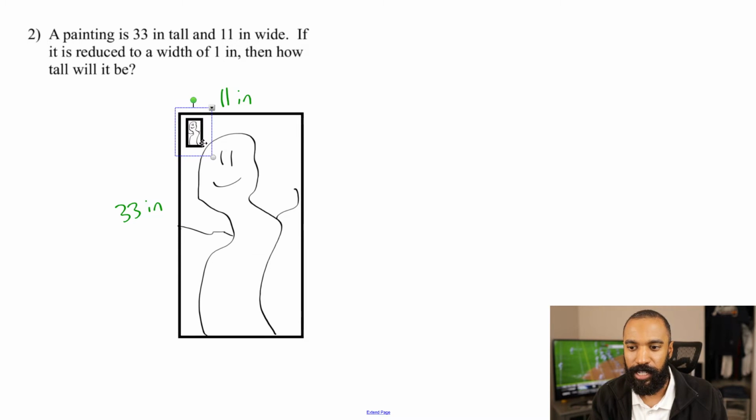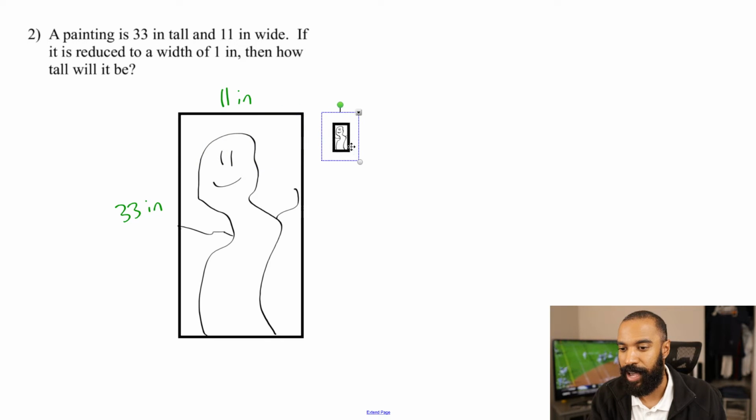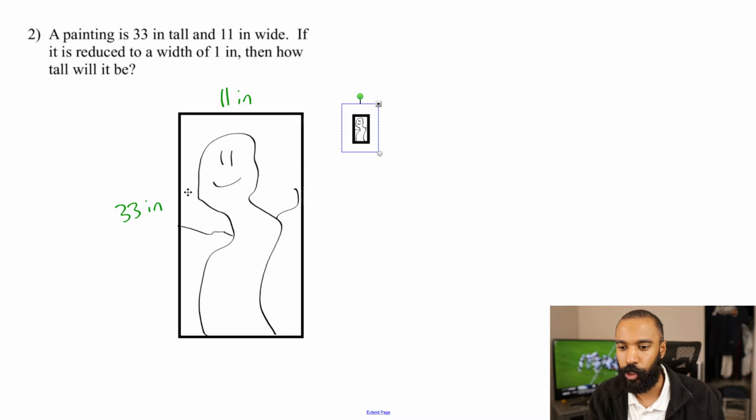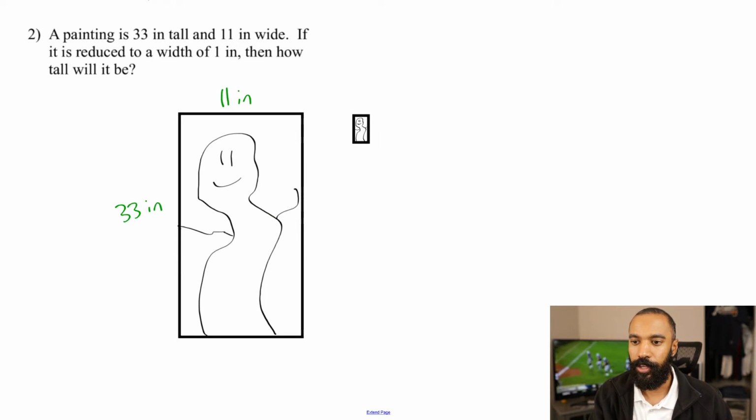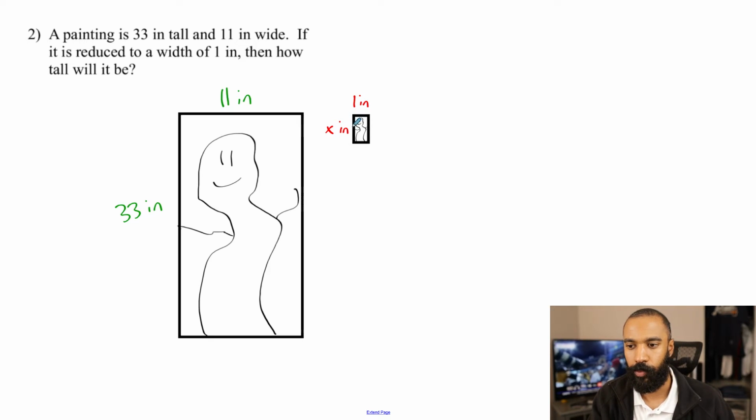In other words, how many times smaller did it get in terms of width? It's going to get that many times smaller in terms of height, and that much smaller in terms of its smile length. Everything gets that many times smaller. So we're looking at one painting that's 11 inches wide, 33 inches tall. This other painting is 1 inch wide, and we don't know how many inches tall it is.